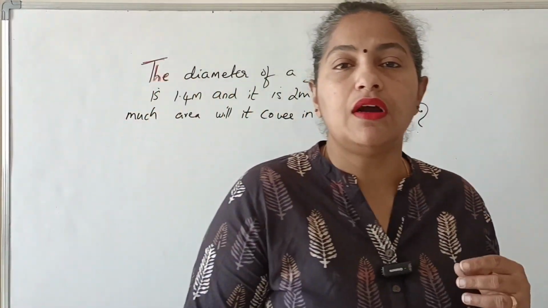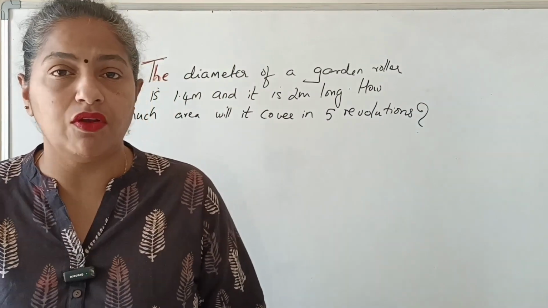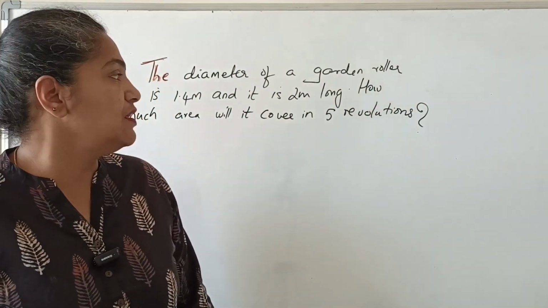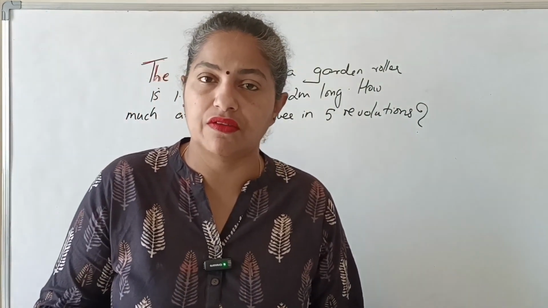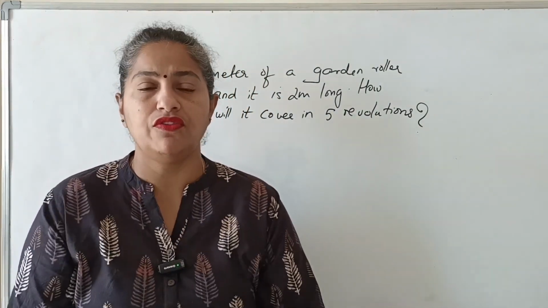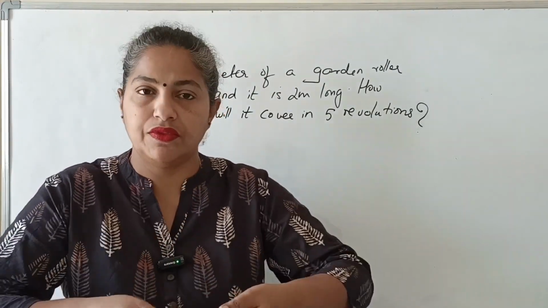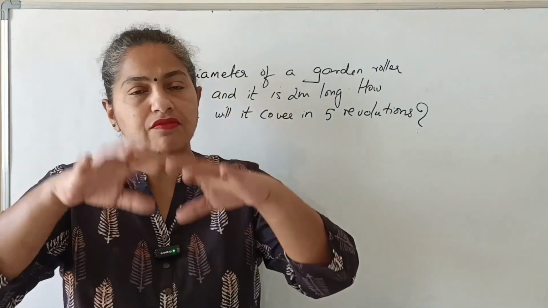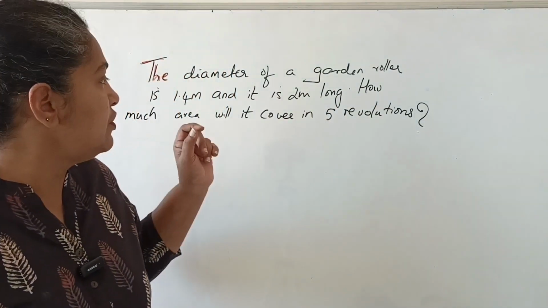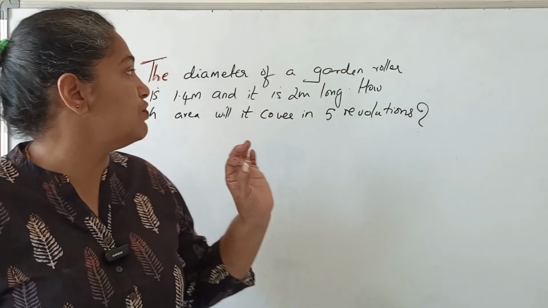The diameter of a garden roller is 1.4 meters and it is 2 meters long. How much area will it cover in 5 revolutions? Now, you know what a garden roller is. It is in the shape of a cylinder. If you have not seen it in real life, at least you have seen it in the movies. There is a handle, which doesn't matter over here. We need to find the area covered by the garden roller in 5 revolutions.